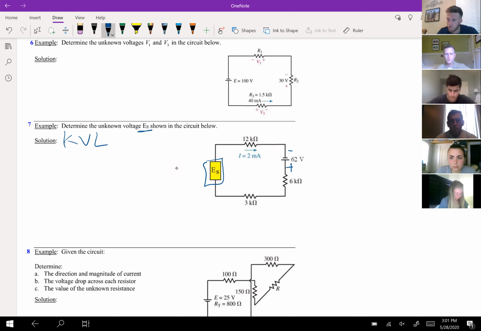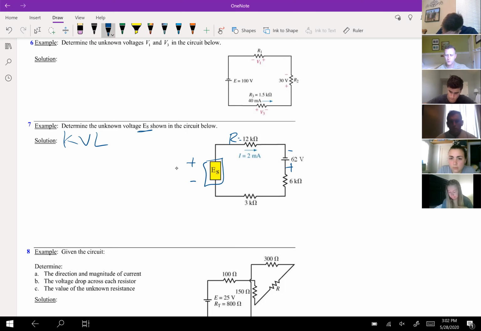And for this one, we don't know whether it's a rise or a drop, but that's what we're going to solve for. So what we could do is just pick a direction and just say, that's the positive, that's the negative side. And if we get the polarity wrong, then it just means the terminals are actually swapped. This right here is R, right? It's in ohms. There's I.